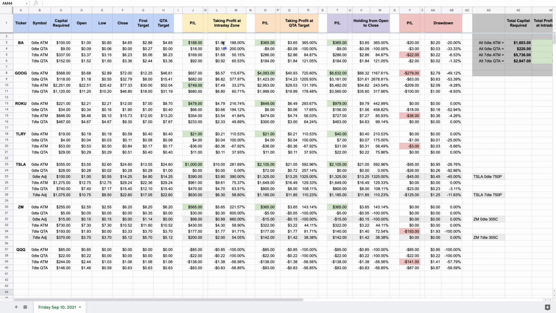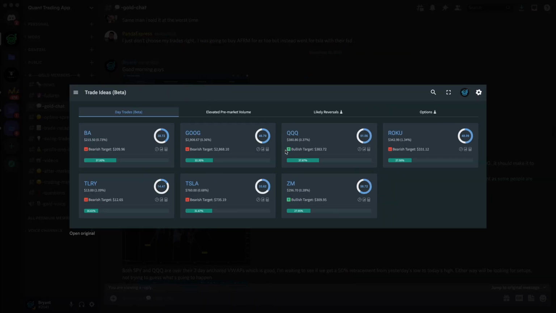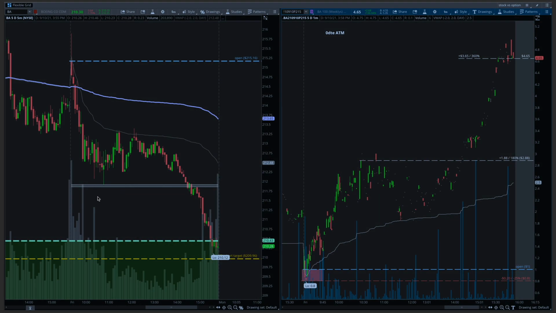Now, on this chart here, you guys will notice it says a few places to take profit. So just so you guys can understand this right here, we have taking profit at the intraday zone. I'll show you guys what that means. There's taking profit at the QTA target. So the intraday zone is different from the Quant Trading App target. The QTA target is on Fridays. That's straight from the list, that's straight from this right here. So this is the QTA target. What we have right here, this is what we call the intraday zone.